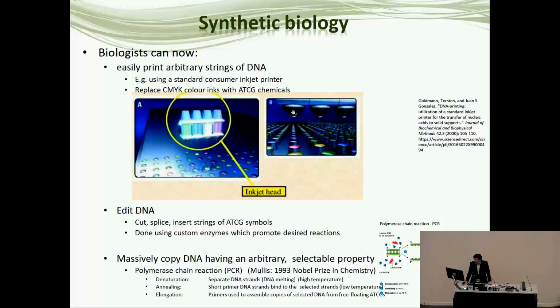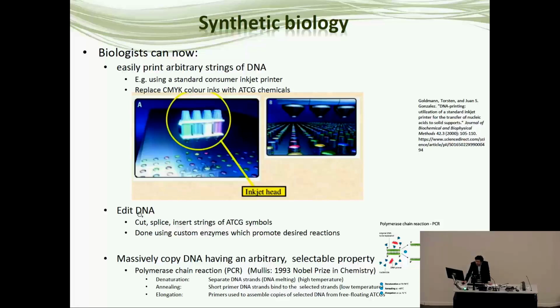These people have hacked a 4-color CMYK inkjet printer, and they've filled up the 4 ink nozzles with A's, T's, C's, and G's. And then they move the print heads around over a microarray, and they literally just print out a genome out of DNA. If you don't believe me, go and read the paper. There's the reference. I didn't believe it either until I saw the paper.